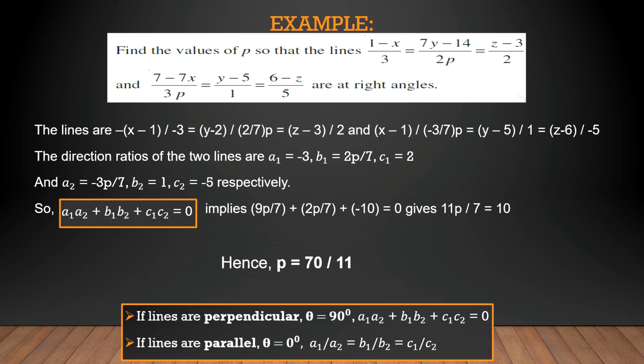Similarly, 7 minus 14 upon 2p is not proper. So I should have over here y, taking out 7 common, y minus 2 upon 2 upon 7p. So now in this way, if I convert both the lines to standard form, then a1 is minus 3, b1 is 2p by 7 and c1 is 2. Similarly, a2 is minus 3p by 7. Why? Because you cannot have 7 minus 7x upon 3p. Correct? So a2 is minus 3p by 7, b2 is 1, c2 is minus 5. Correct? Now you just apply the result a1 a2 plus b1 b2 plus c1 c2 is equal to 0. Simplify the equation, you will get the value of p as 70 upon 11.